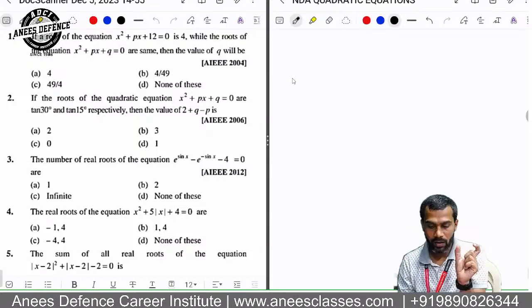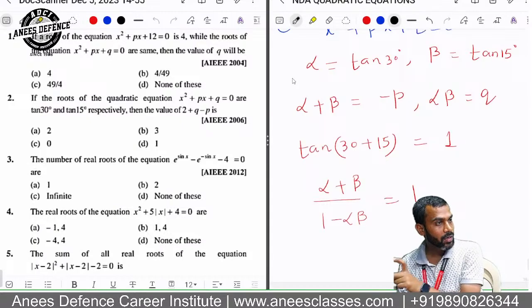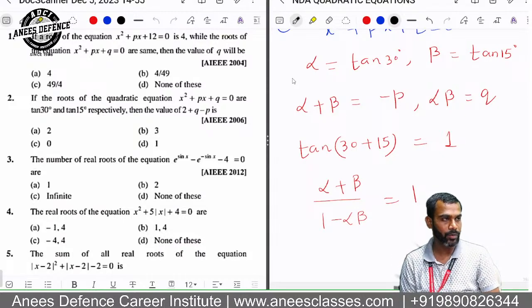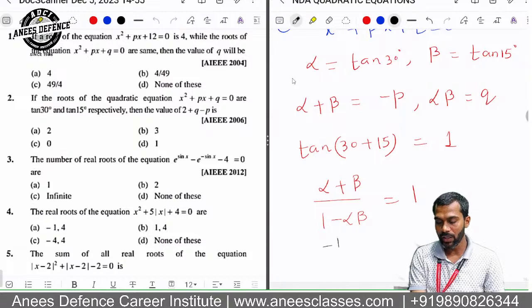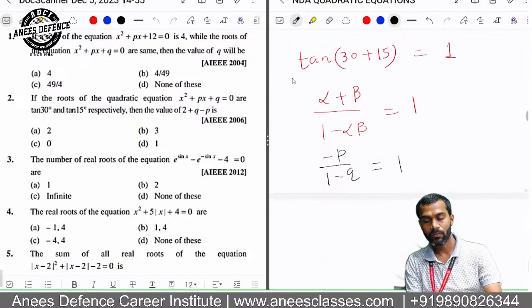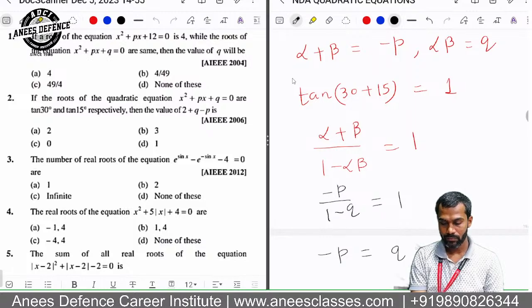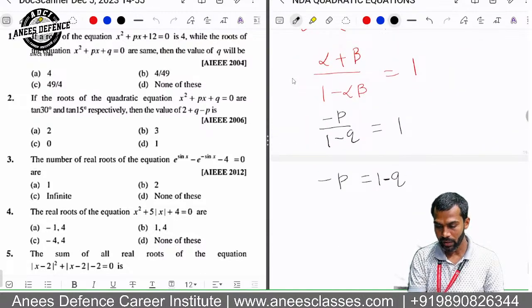So tan 30 is alpha, tan 15 is beta. So tan a plus tan b, I can write alpha plus beta divided by 1 minus tan a into tan b, alpha into beta. And we know the values of alpha plus beta and alpha into beta. So minus p over 1 minus q is equal to tan 45, which is 1, yes or no? Now just cross multiply. What will we get? Minus p is equal to 1 minus q. So what will we get? We want q minus p.